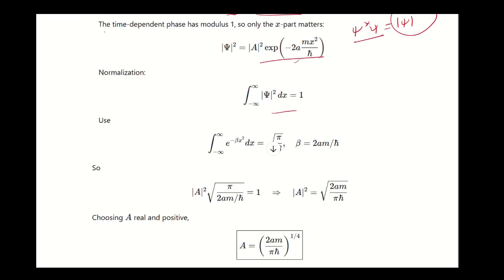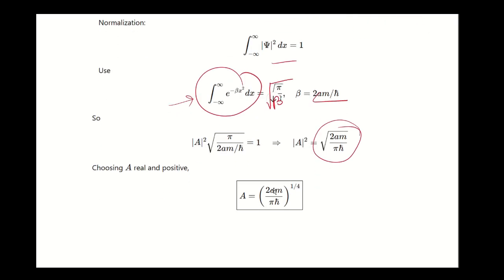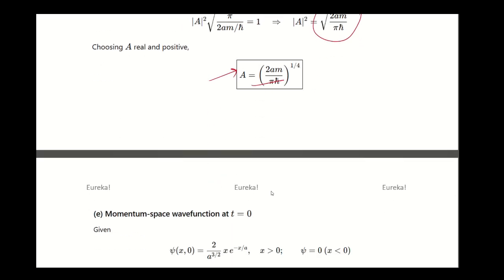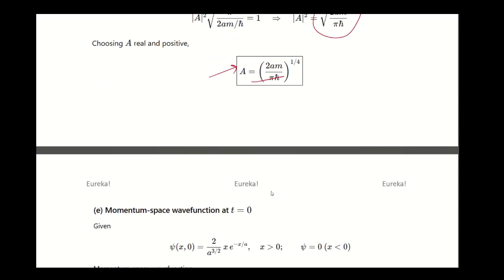So this is the general form of the gamma function. Here we get root under pi by beta, where beta is twice a m by h cross. So using this gamma function we can get the answer. The normalizing condition is twice a m divided by pi h cross to the power 1/4. Okay, so this is the answer.